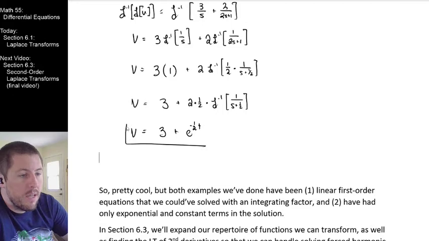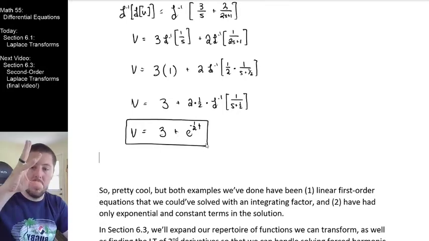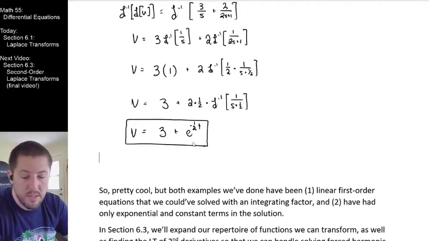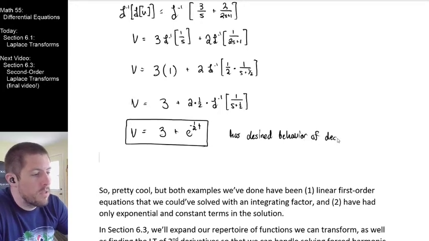You should notice that this equation absolutely does suggest that as time goes on, the value of v will always approach 3, regardless of whether you start above or below, because the contribution from this term is always going to decay towards 0, right? So this has the desired behavior of decay towards 3.